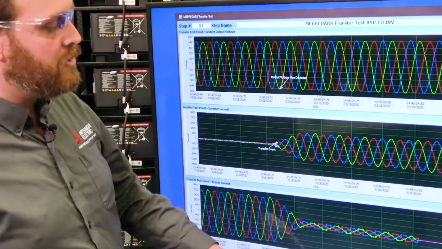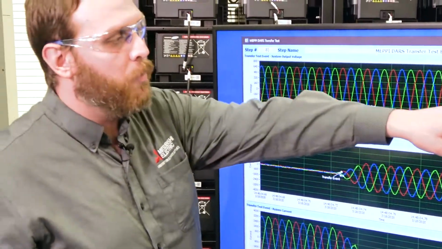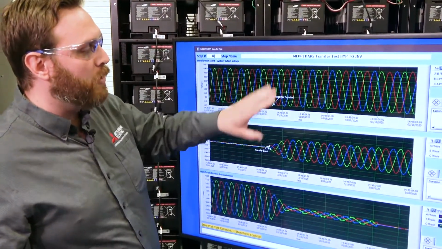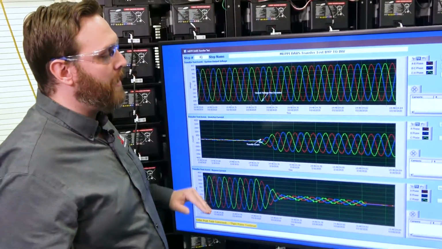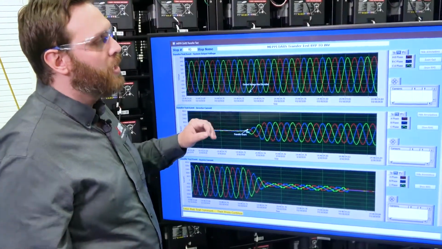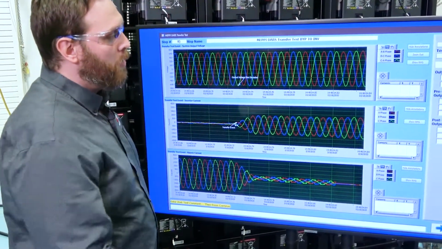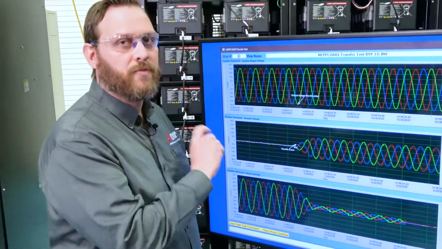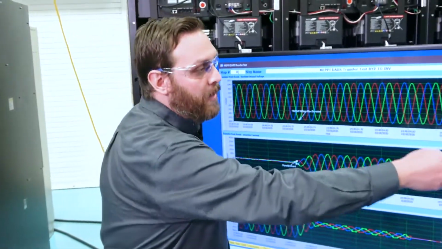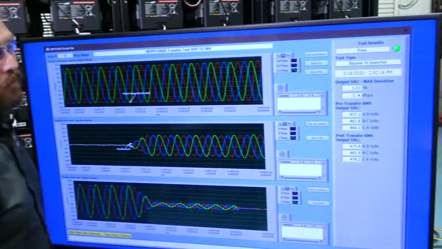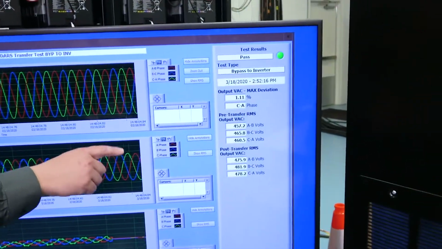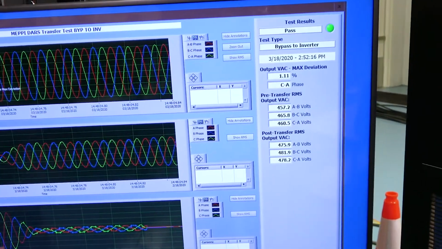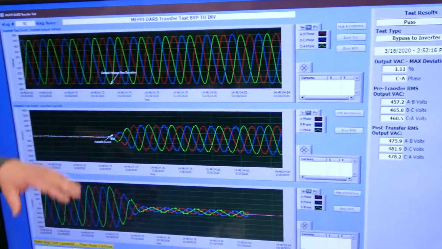Overall, during this entire transient event, we show 1.1% max deviation on the output voltage waveform in transitioning from bypass to the inverter source. Again, a lot of that has to do with the output voltage waveform versus the bypass source voltage waveform. Our bypass source was 460 volts on average, and our output voltage on the UPS is exactly around 480. So by transitioning from that to here, we have about 1.11% output max deviation.